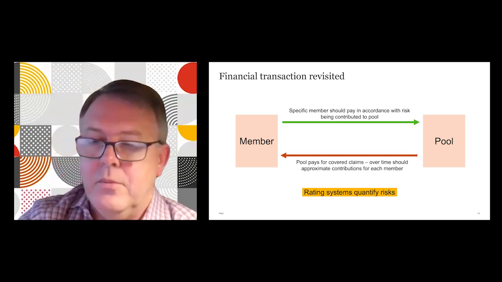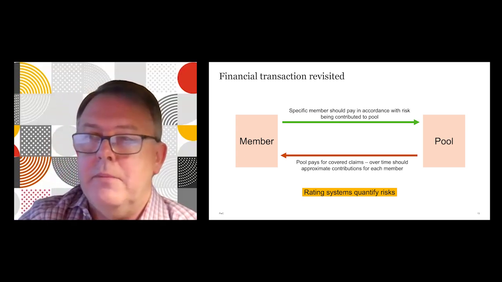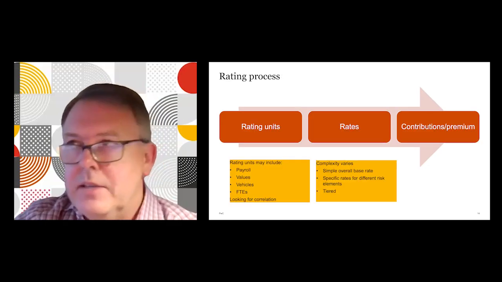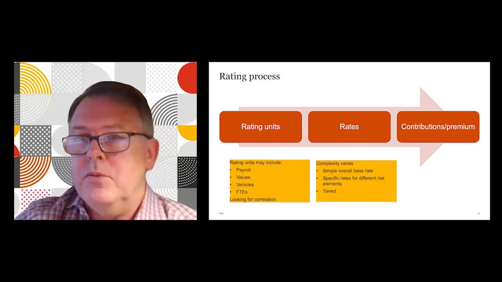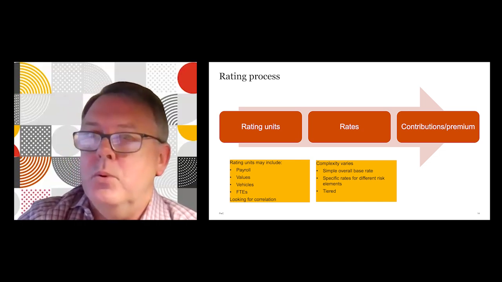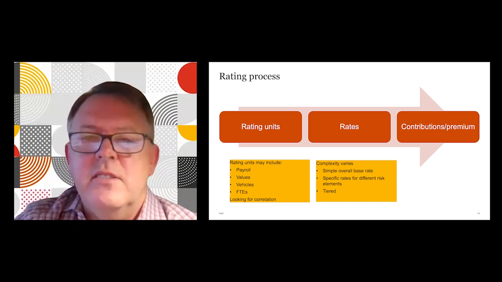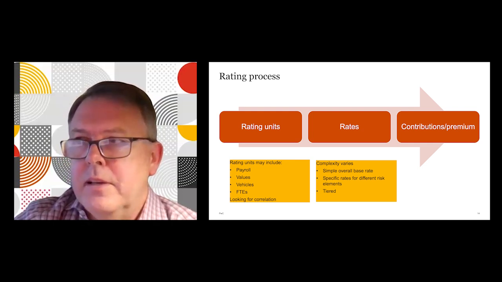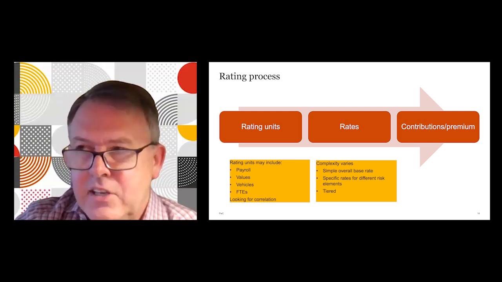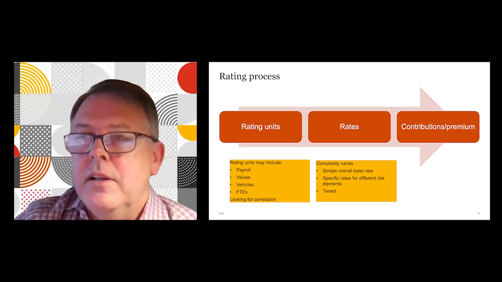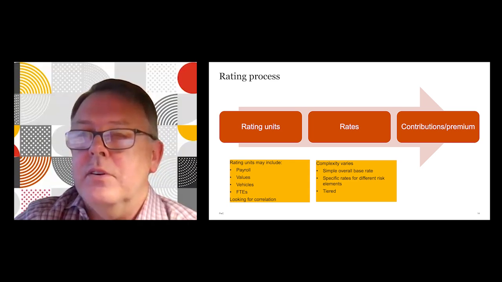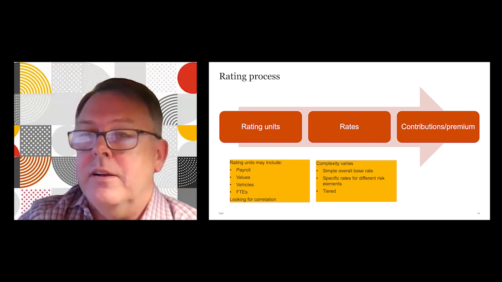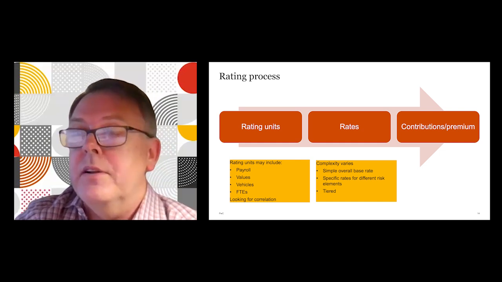So again, that's getting into the rating systems, and let's talk about some of the concepts briefly. In the rating process, you generally have some sort of rating units. Pool rating systems are fairly simplistic. You're basically doing an allocation based on payroll or insured values. If you have more buildings, you're going to pay more for the property coverage than if you have fewer buildings, right?